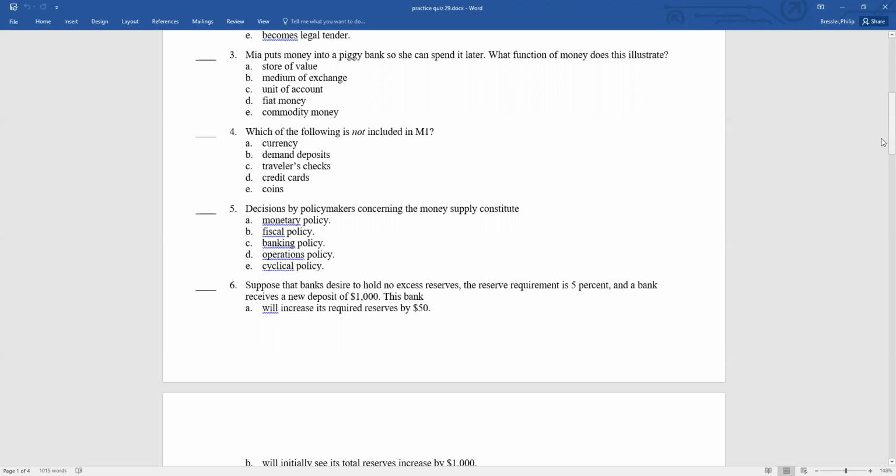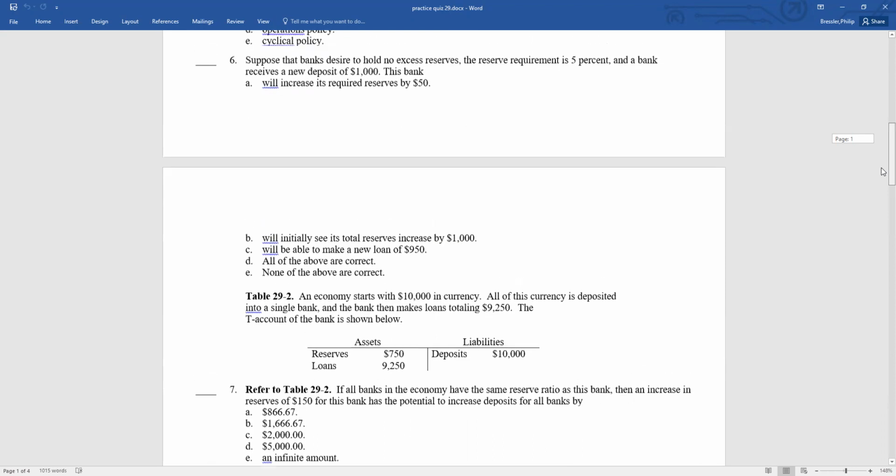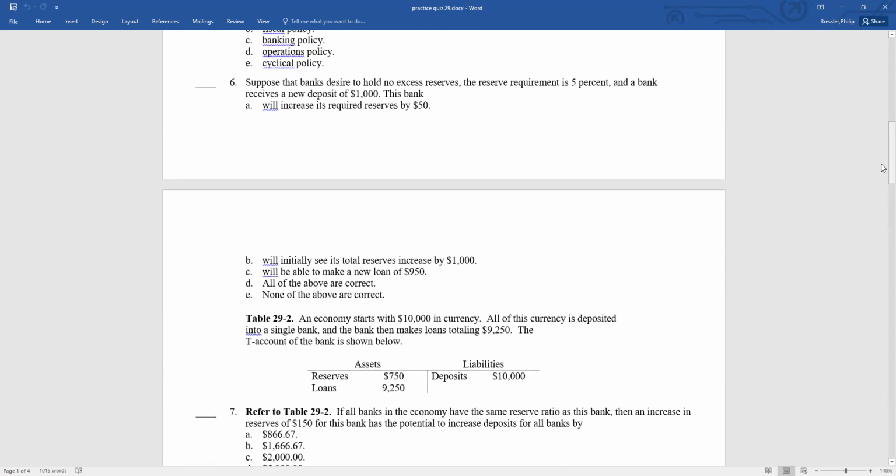All right, so now we come to question 6, where we start doing the reserve requirement type questions. Suppose the bank desires to hold no excess, and the reserve requirement is 0.05. First thing I do is 1 over 0.05, because 1 over the reserve requirement is the multiplier. I move this over 2, add 2 zeros. So I know my multiplier is 20.